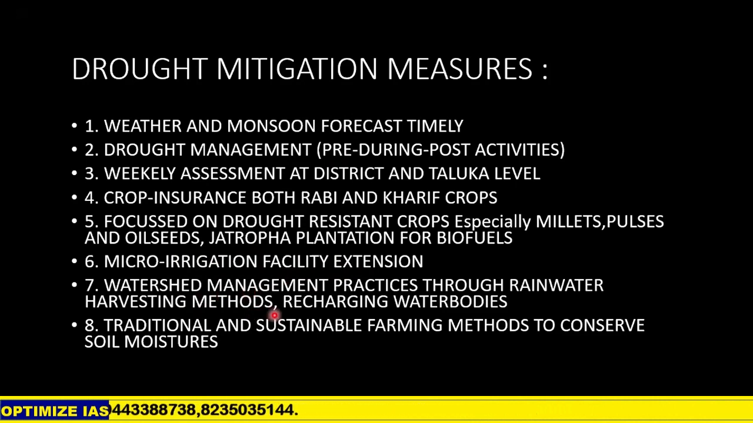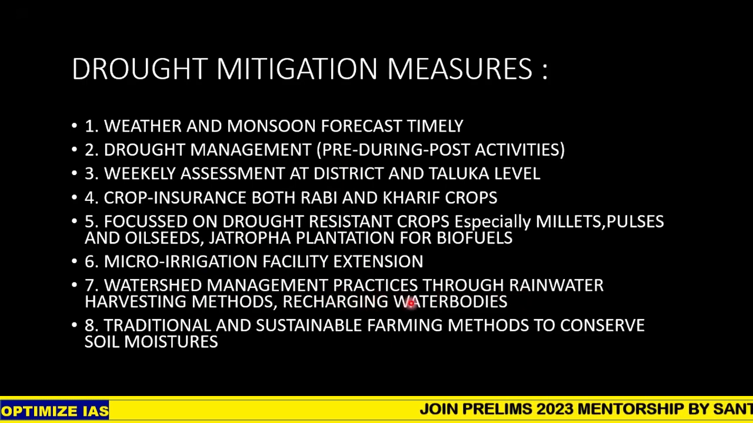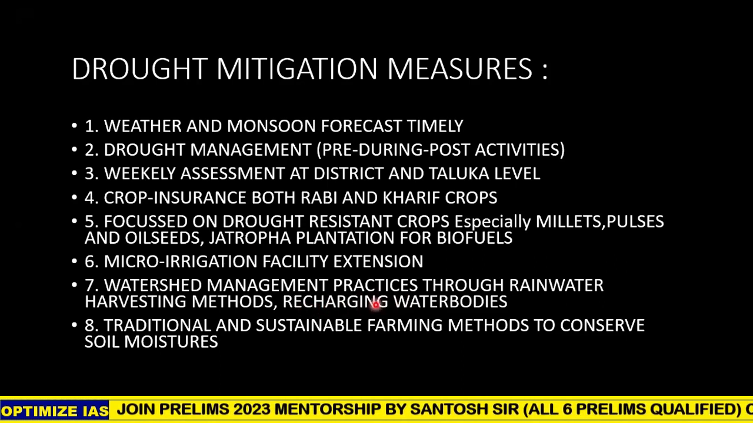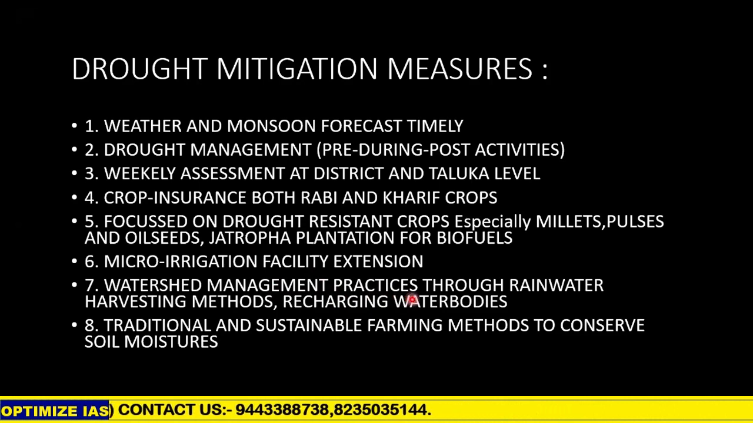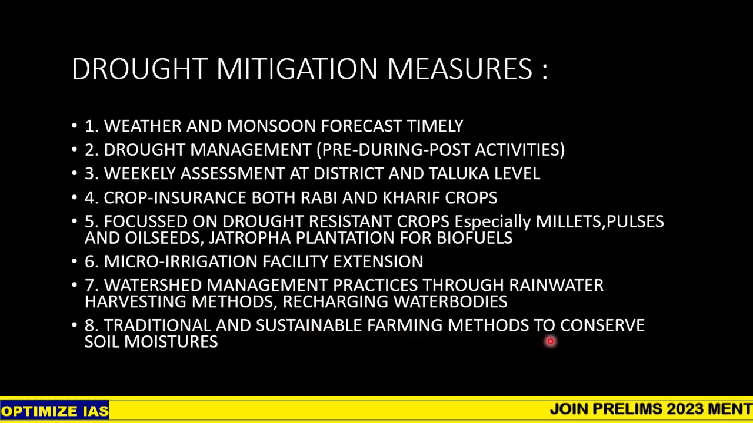Even extension of watershed management. Watershed management practices try to store the rainwater and harvest it, for usage in the rest of the year. So recharging water bodies, and ground and surface water harvesting tools are being used. Rajasthan, Madhya Pradesh and peninsular India are using these. Even traditional water bodies should be maintained. And use sustainable farming methods that work on conservation of soil moisture.